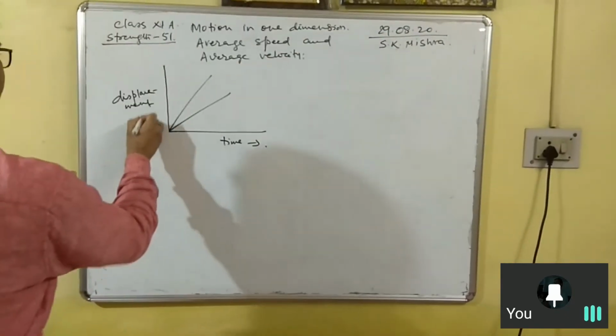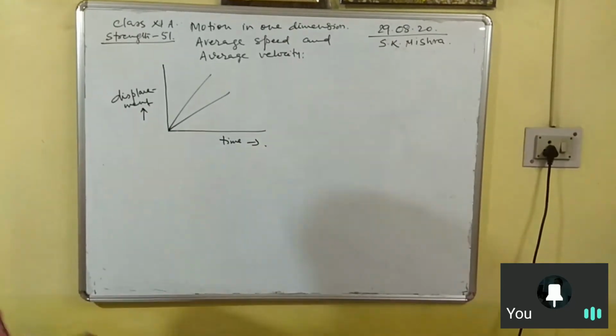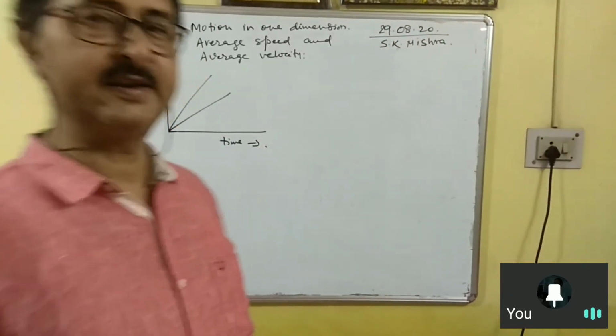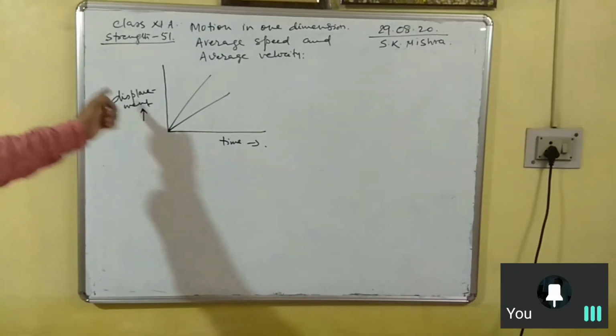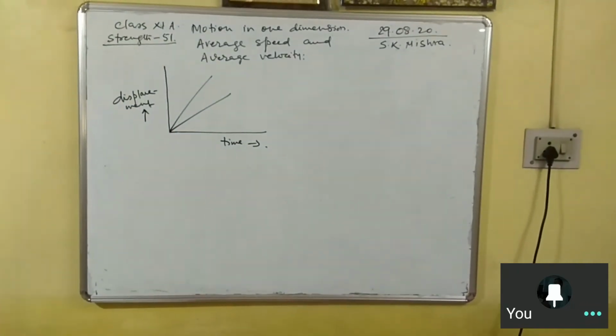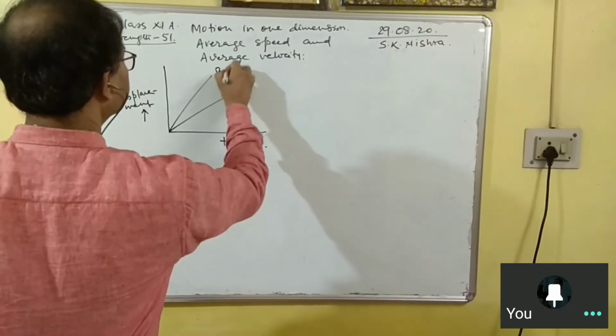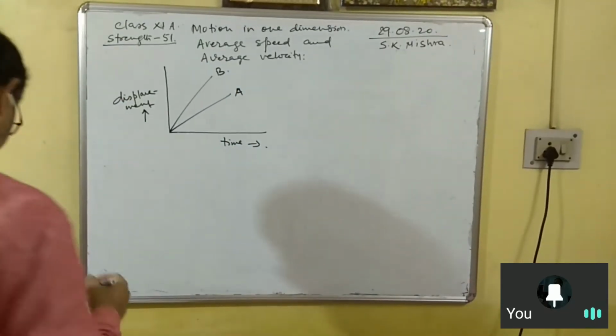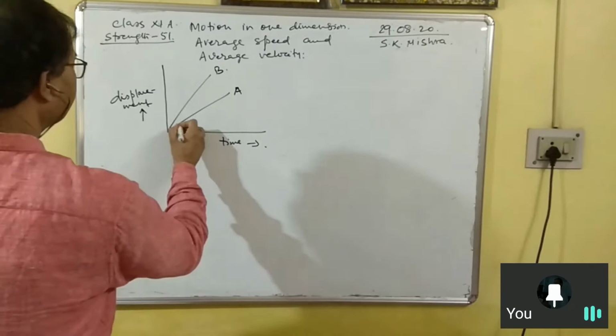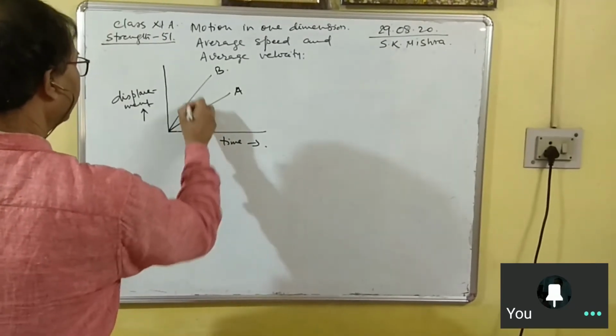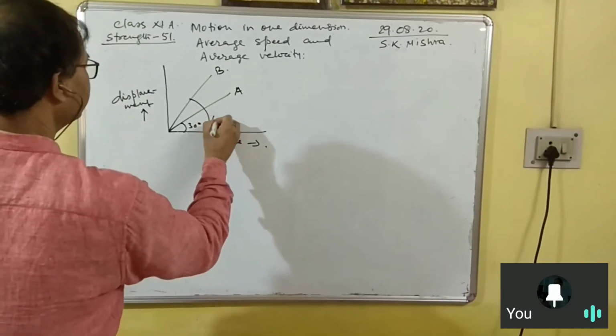someone is getting now, so they can send you the screenshot. The displacement versus time graph for two bodies A and B is as shown in the figure. This angle is 30 degree and this angle is 60 degree.